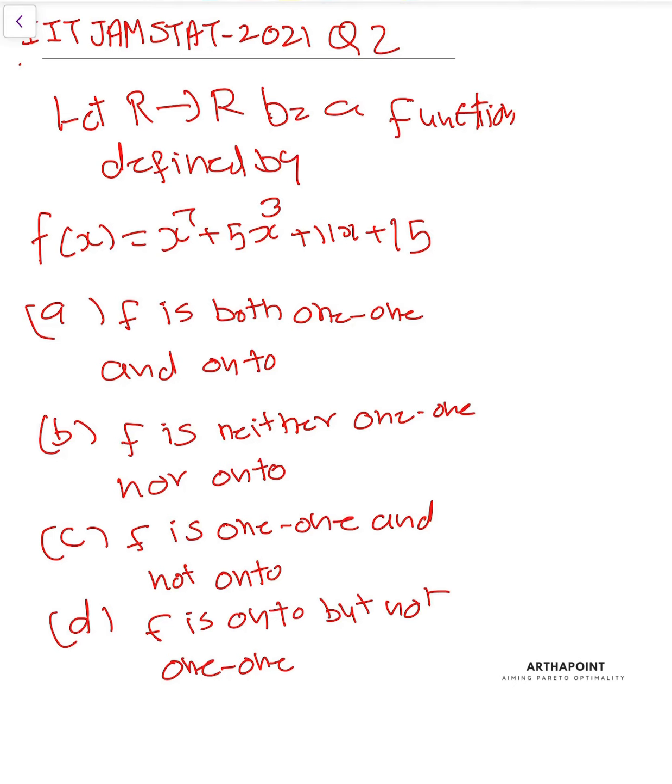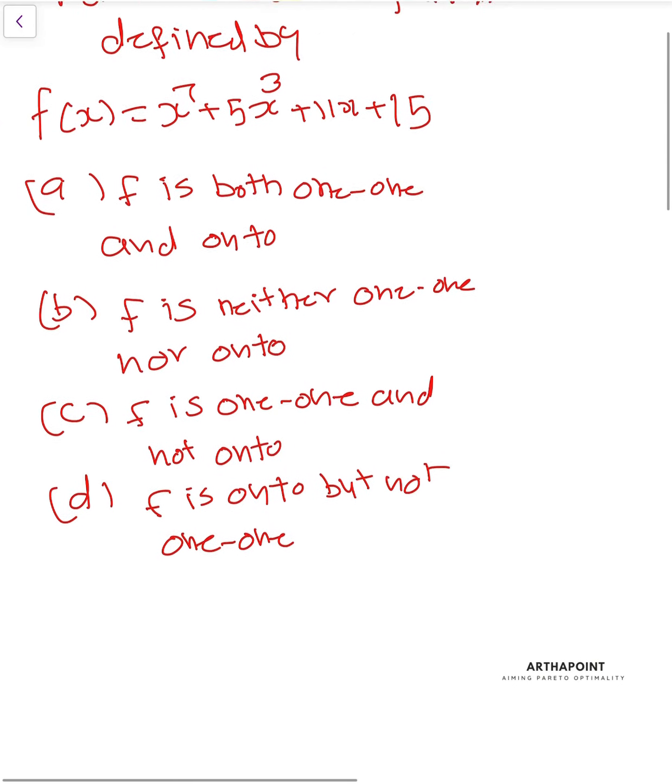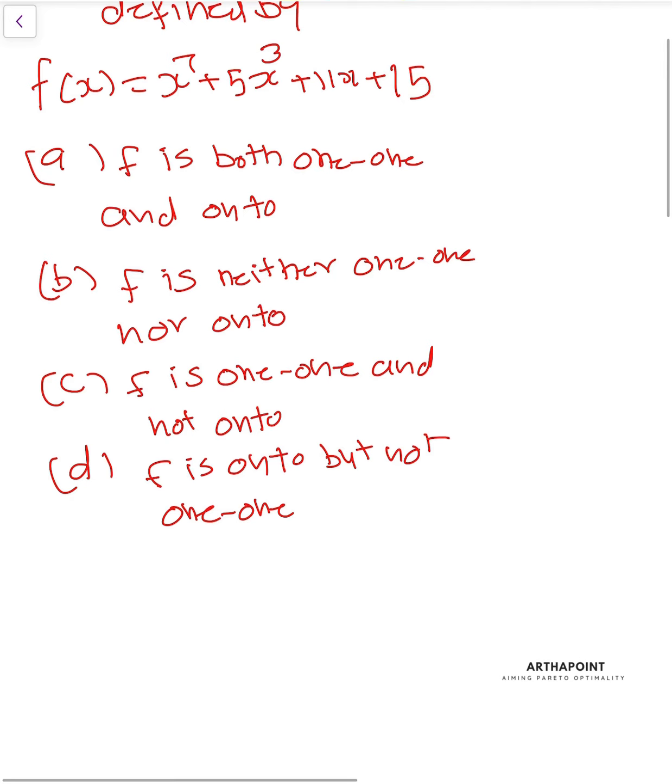Today I am going to discuss a question which appeared in IIT JAM 2021. Question number is 2, and it says let f: R to R be a function defined by f(x) is equal to x raised to the power 7 plus 5x cube plus 11x plus 15. And options given are A. f is both 1-1 and onto.